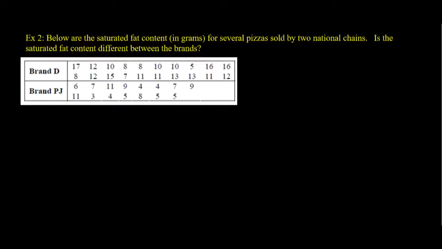Chapter 22, Example 3. Below are the saturated fat content for several pizzas sold by two national chains. Is the saturated fat content different between the brands? So we're going to assume that the companies of pizzas are independent of each other. We're going to do a two-sample test. Let mu of D, so mu of brand D, be the mean saturated fat content in brand D.